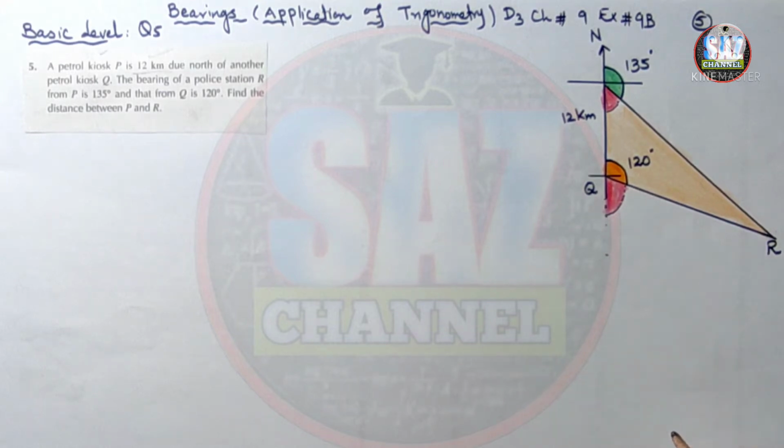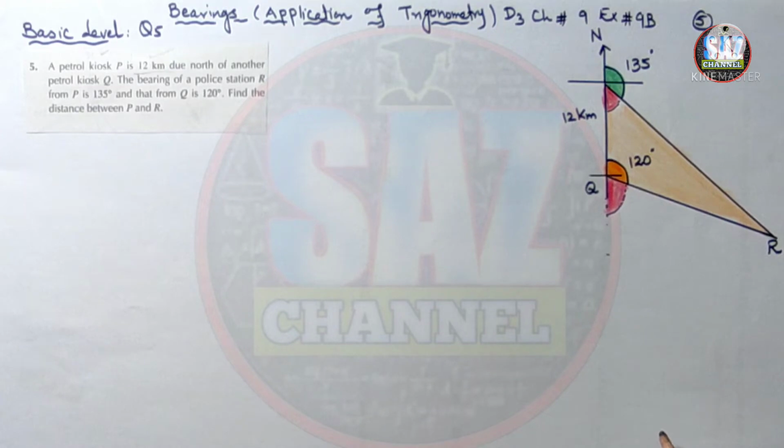This is my fifth lesson of D3 chapter number 9, exercise 9b, that is about the bearings and application of trigonometry in real world. Students, in this lesson we'll be discussing question number 5, basic level, and let me read the question from the book.